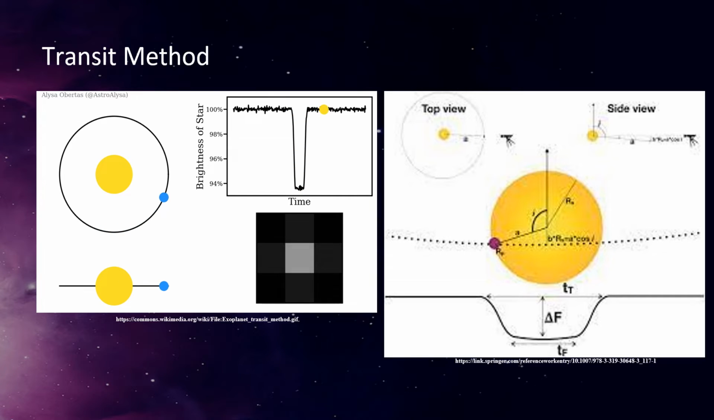We can even determine a planet's atmospheric composition using the light that passes through its atmosphere from the star to the observer. The problem with this method is that the observer must be perfectly aligned with the exoplanet's orbit. Also, false positives from binary star systems are common.